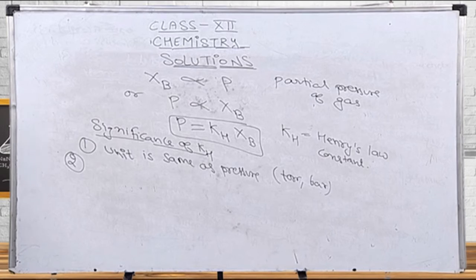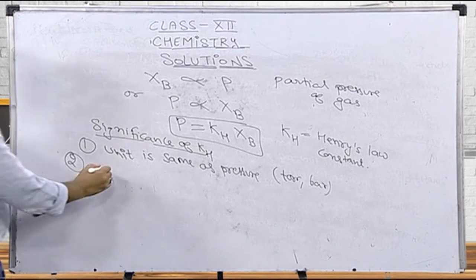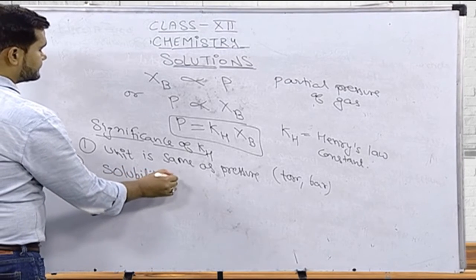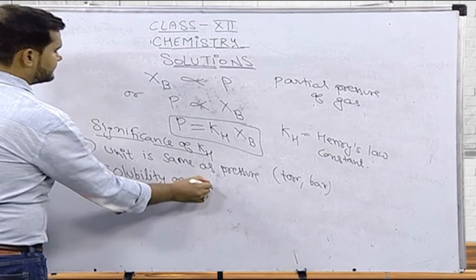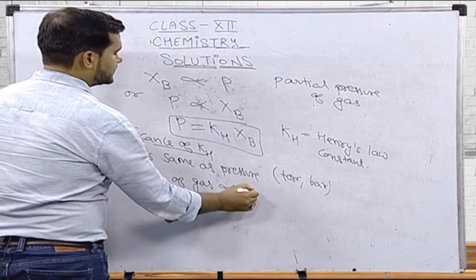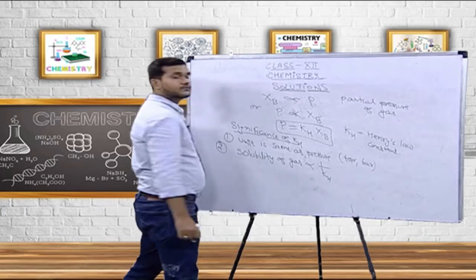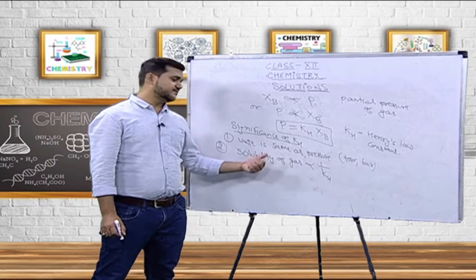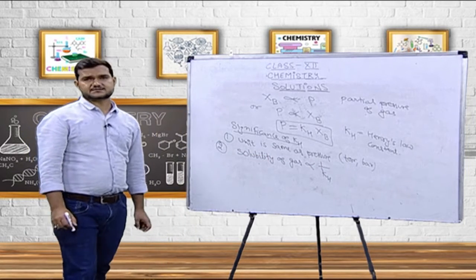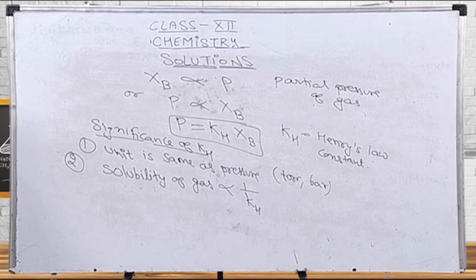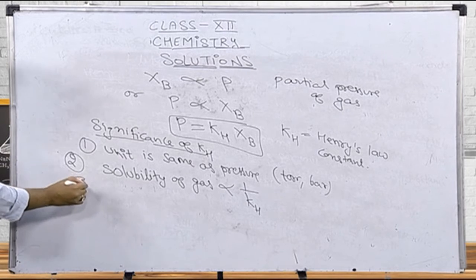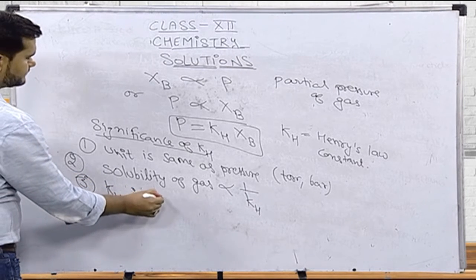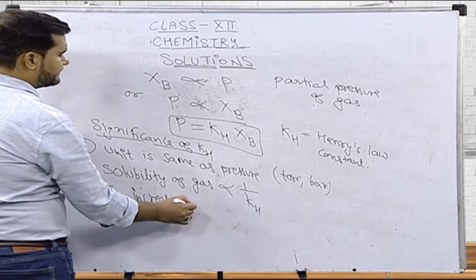Second significance is that solubility of gas is inversely proportional to this KH. So the more the value of Henry's law constant, the lesser will be the solubility of gas in it. Third, KH increases with increase in temperature.